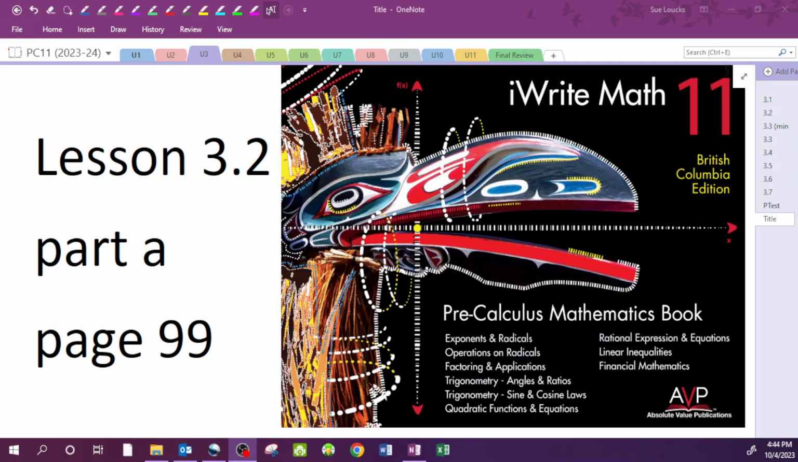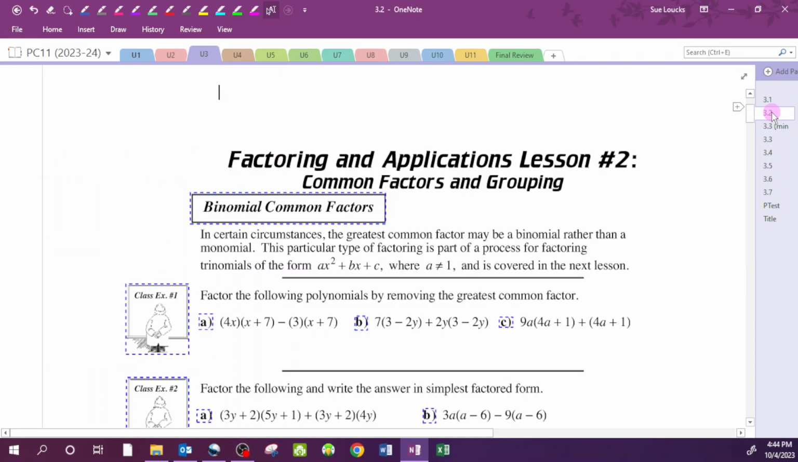This is the first part of lesson 3.2 on page 99 of your workbook. And we are going to do some more factoring, and this time specifically with binomial common factors. So I just want to show you a thing.